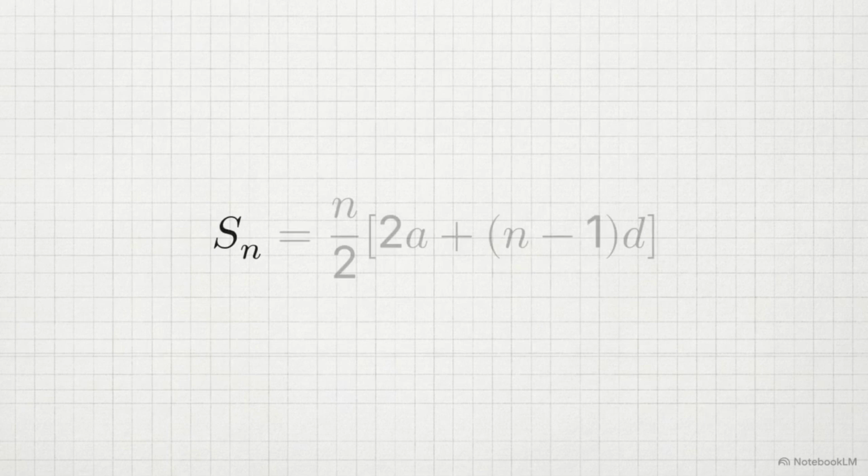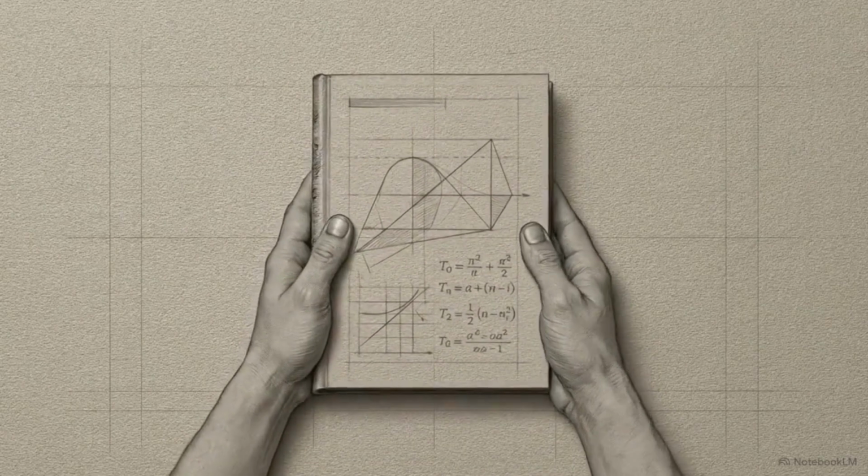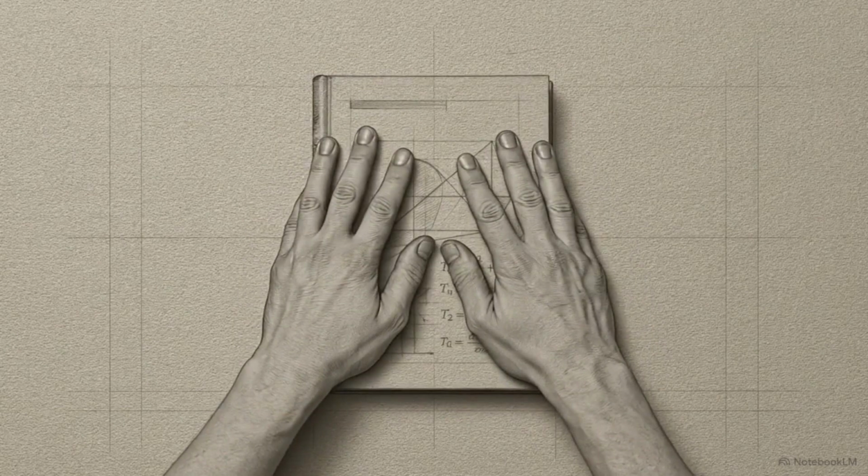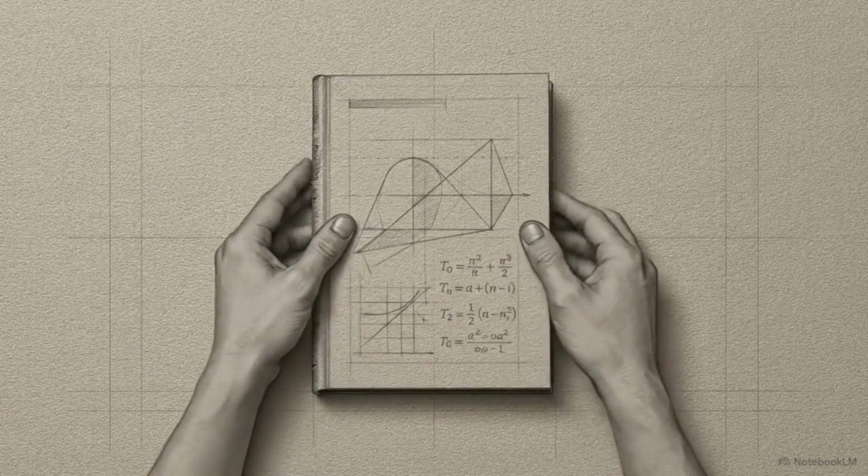Now that we can find individual terms, we can move on to finding the total sum of all numbers in a sequence. With these steps, you can now navigate any arithmetic sequence problem. We'll tackle finding that total sum in the next lesson.